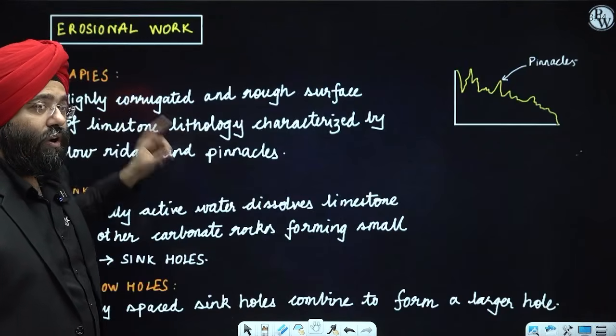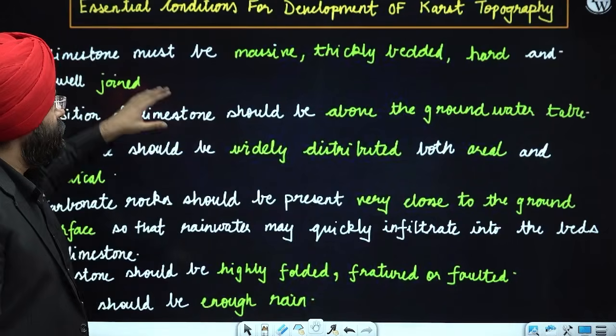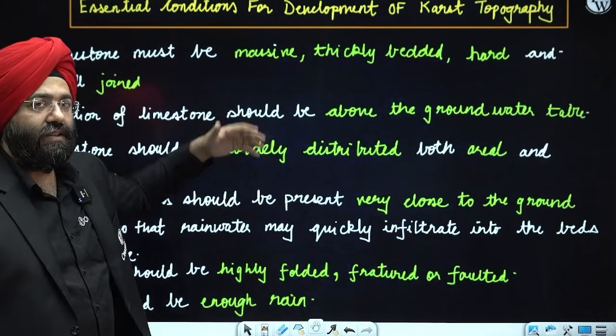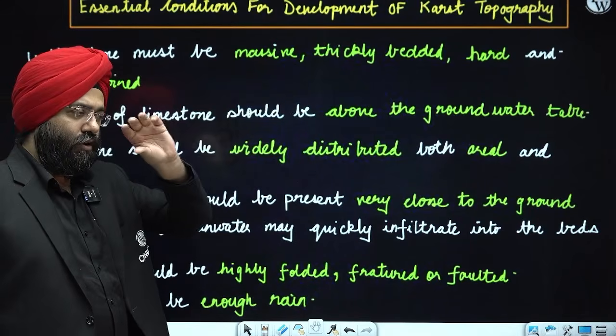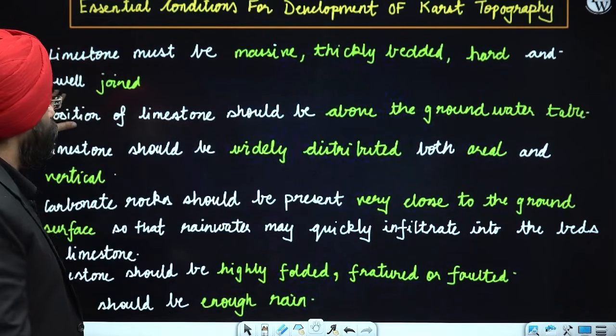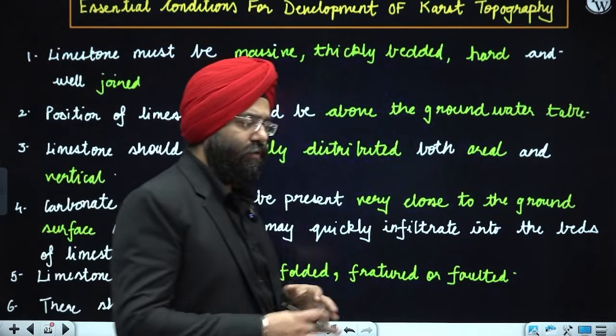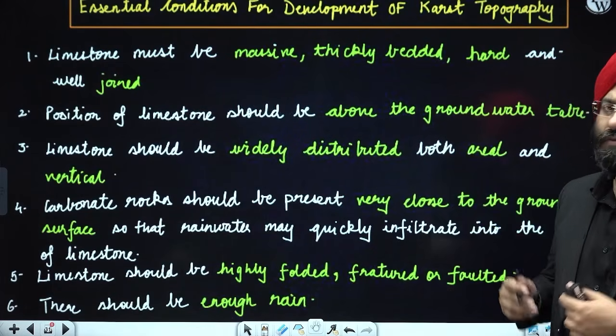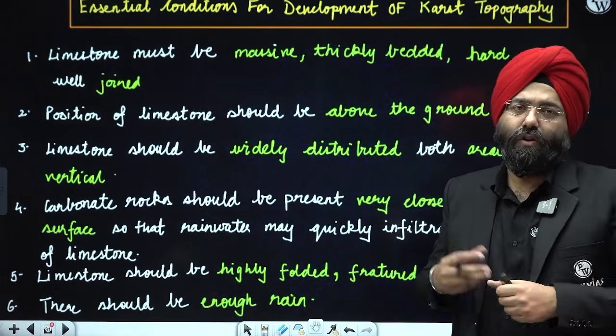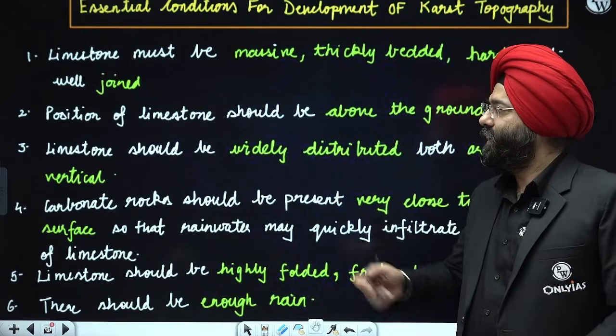So what are the essential features for that? The thing is, limestone must be massive, large. That is why you can see large structures. Thickly bedded, that means a lot of strata are there, and well jointed. So these all features are very important. Position of limestone should be above the groundwater. If it is below the groundwater, obviously everything can be dissolved and such structures might not be formed.